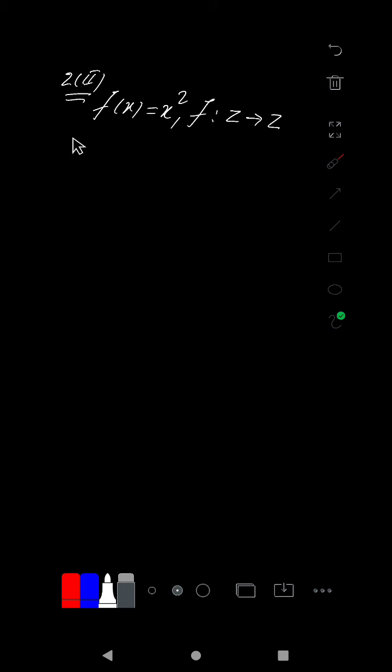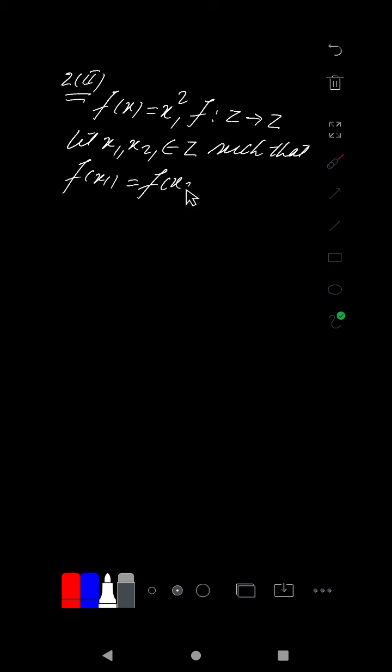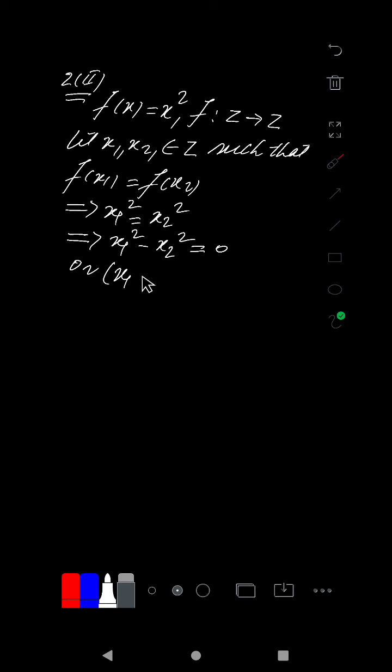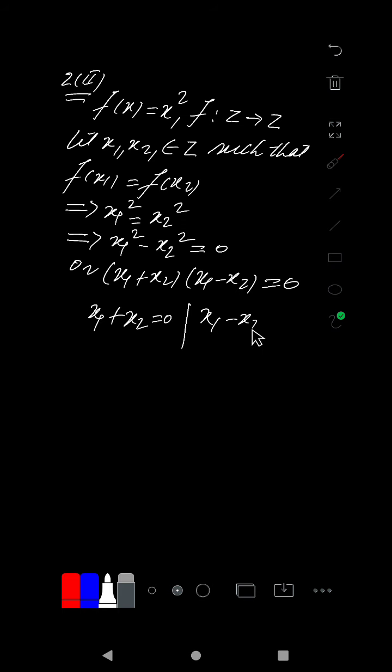So if we check injectivity, for that purpose we take two arbitrary elements x1 and x2 from domain Z such that f(x1) is equal to f(x2). So it implies that x1 square is equal to x2 square, or x1 square minus x2 square is equal to 0, or (x1 plus x2) into (x1 minus x2) is equal to 0. So either x1 plus x2 is equal to 0 or x1 minus x2 is equal to 0.